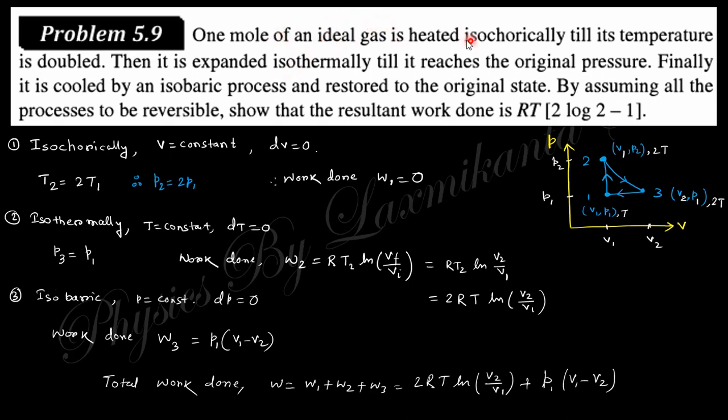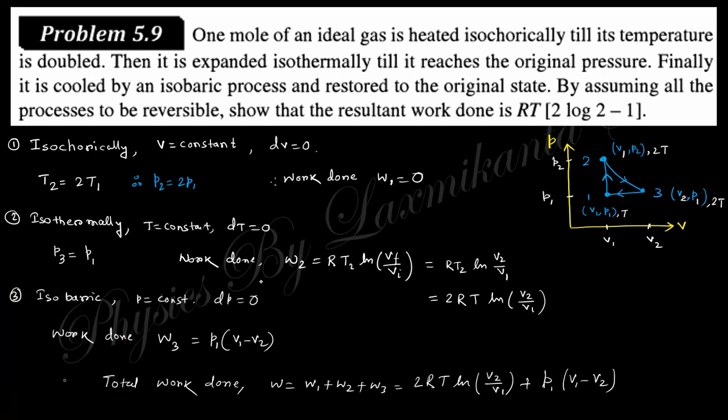1 mole of ideal gas is heated isochorically till its temperature is doubled. Then it expands isothermally till it reaches the original pressure. So it is isochoric, its temperature is doubled, so that means the pressure also doubles. So pressure will be like that. And after that, isothermally it will reach the original pressure. So this is the isothermal process.